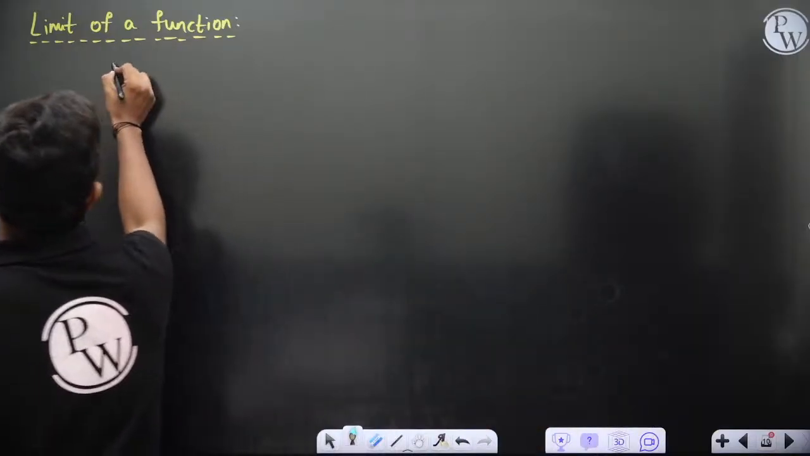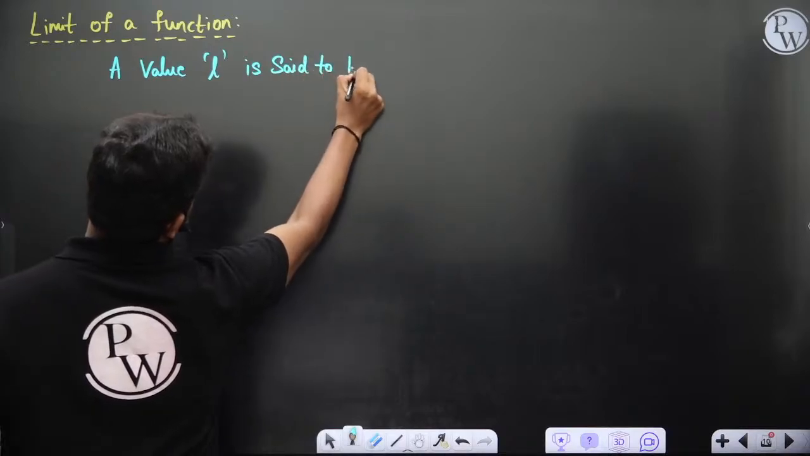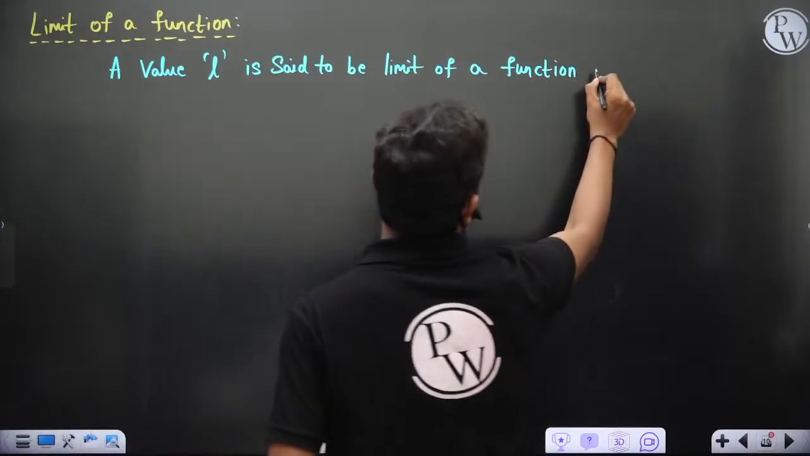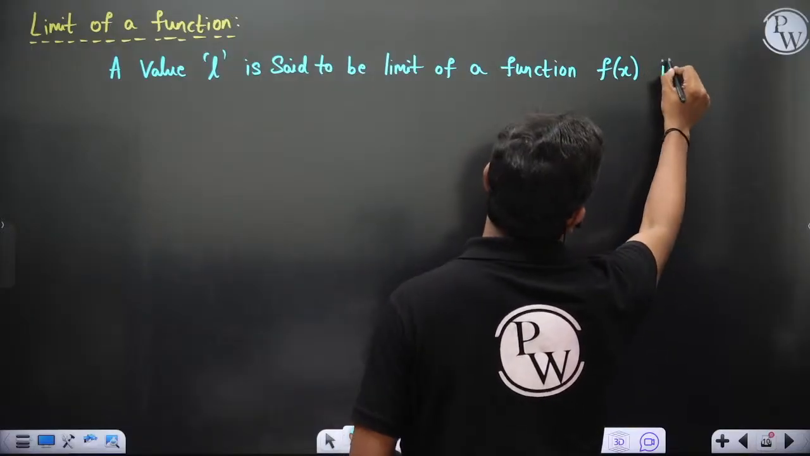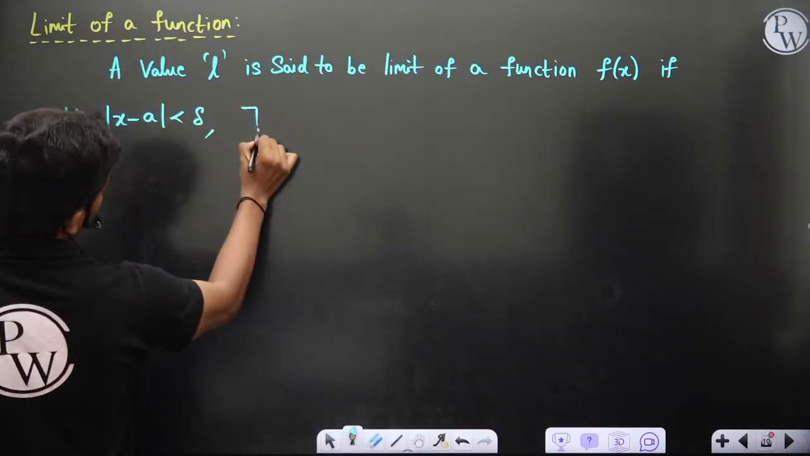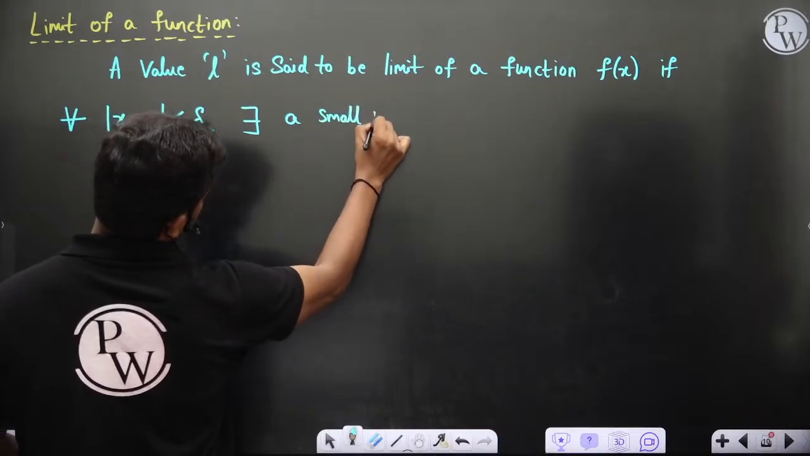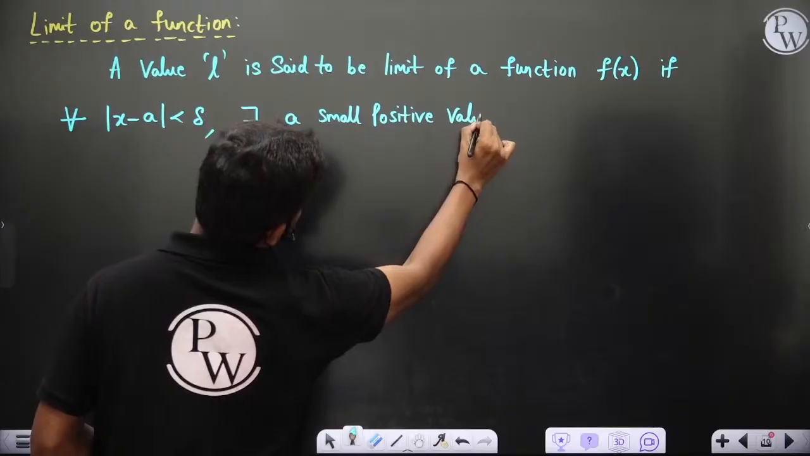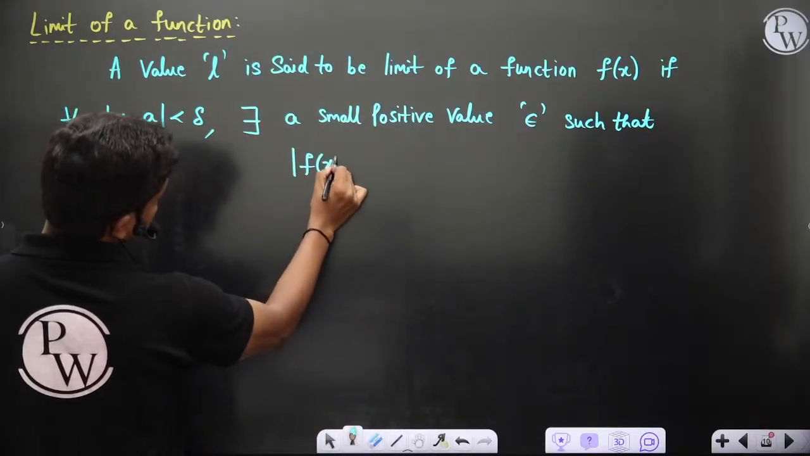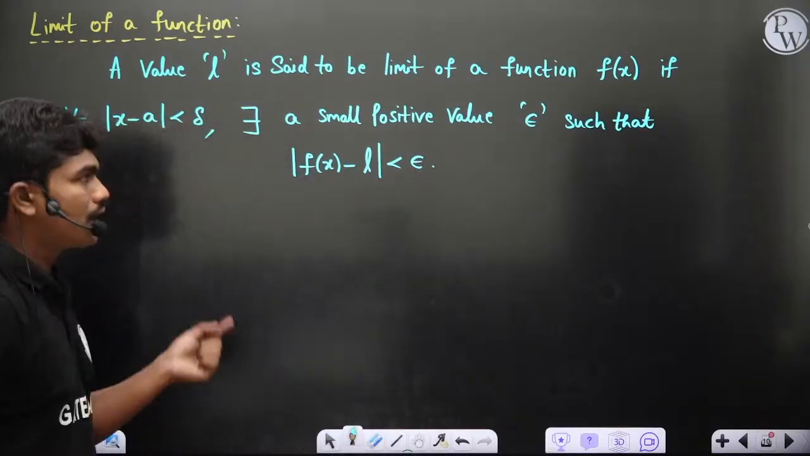So let's see. A value L is said to be the limit of a function f of x if for all x with mod x minus a less than delta, there exists a small positive value epsilon such that mod f of x minus L is less than epsilon.